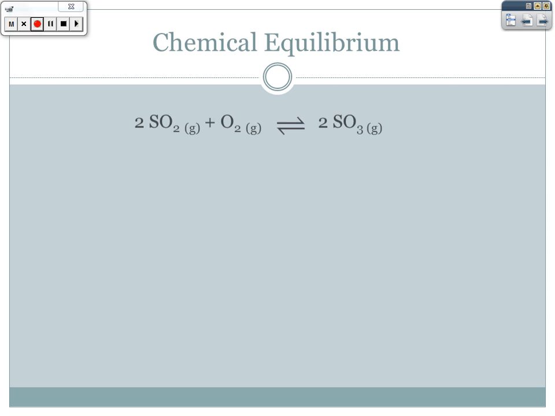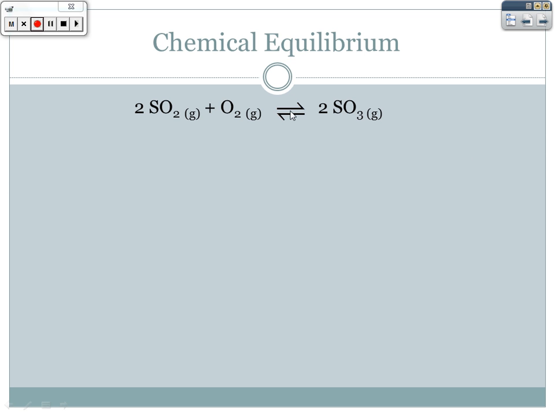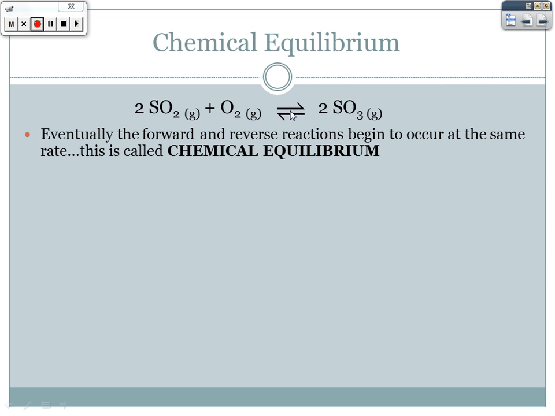So let's talk about this. When you have this reversible reaction, eventually the forward and reverse reactions start to occur at the same rate. So just as much product is becoming reactant as reactant is becoming product. They're occurring at the same rate. This is called chemical equilibrium.